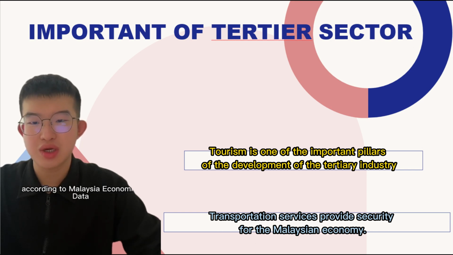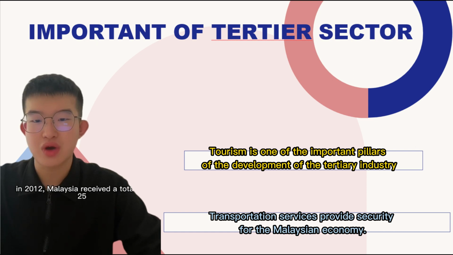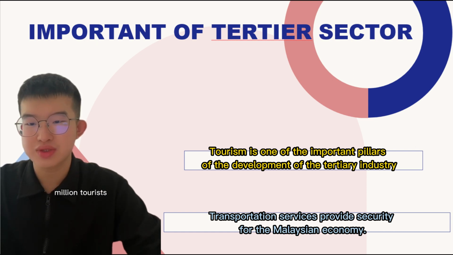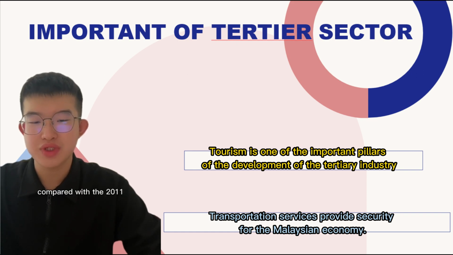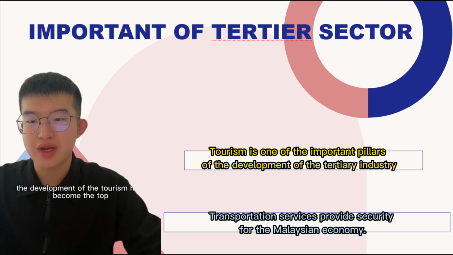According to Malaysia economic data, in 2012, Malaysia received a total of 25 million tourists, an increase of 1.3 compared with 2011, providing 40% of the jobs in Malaysia with a total income of 130.3 billion ringgit. The development of tourism has become the top priority of the Ministry of Culture and Tourism of Malaysia.